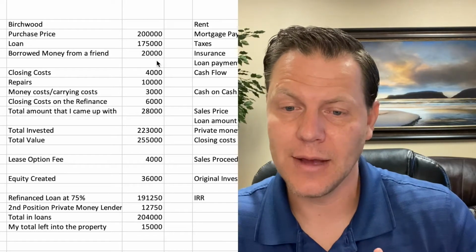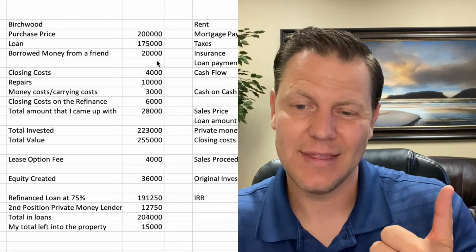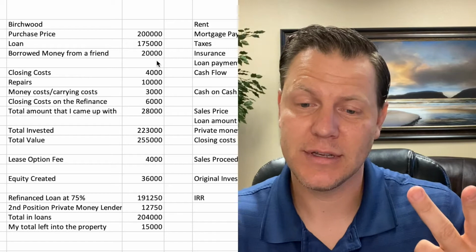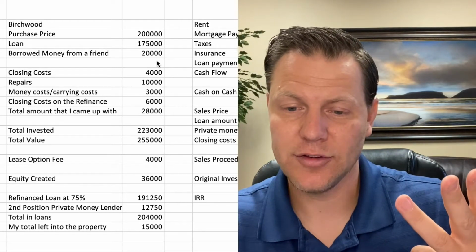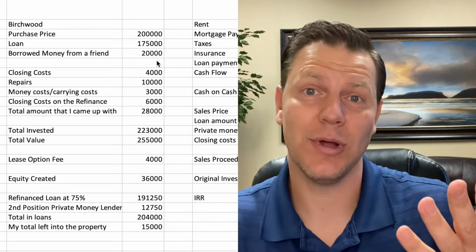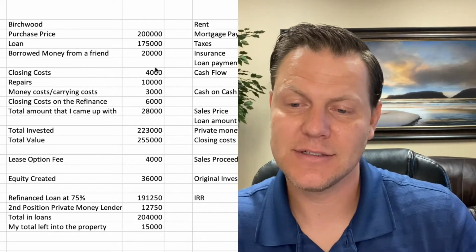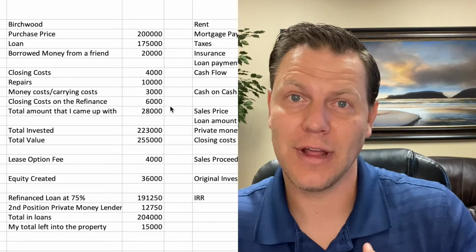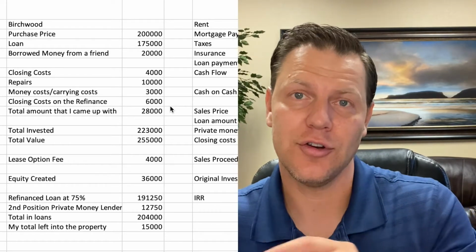So I had to come in with some of my own money to help purchase the property, and then to pay for closing costs, and then pay for repairs, and then pay the money on borrowing that money. And then I also had to pay closing costs when we went to refinance the property. So basically, the costs right here represented money that I had to bring in order to help purchase the property and rehab the property and get it ready for that long-term loan.